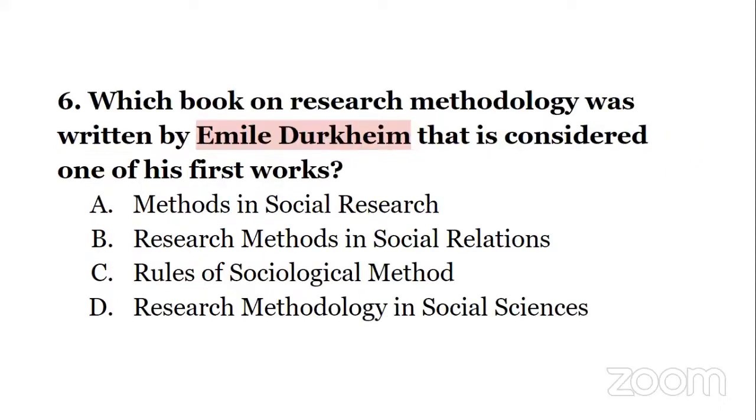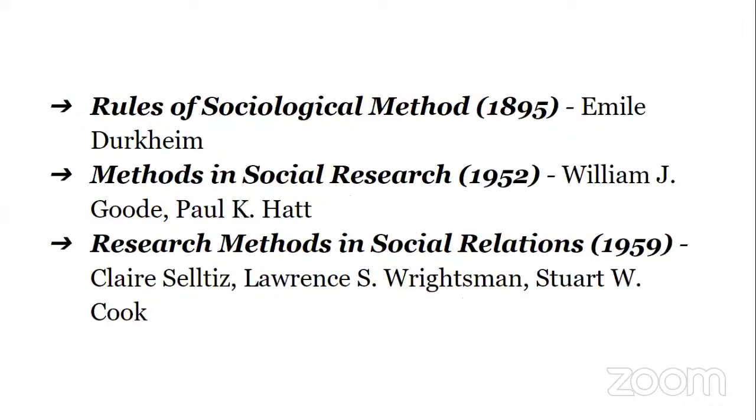Next question. Which book on research methodology was written by Emile Durkheim that is considered one of his first works? Durkheim has written a famous book on research methodology, and that book is considered one of his first and major works. Which one is that? The options are Methods in Social Research, Research Methods in Social Relations, Rules of Sociological Method, and Research Methodology in Social Sciences. And the right answer is Rules of Sociological Method.